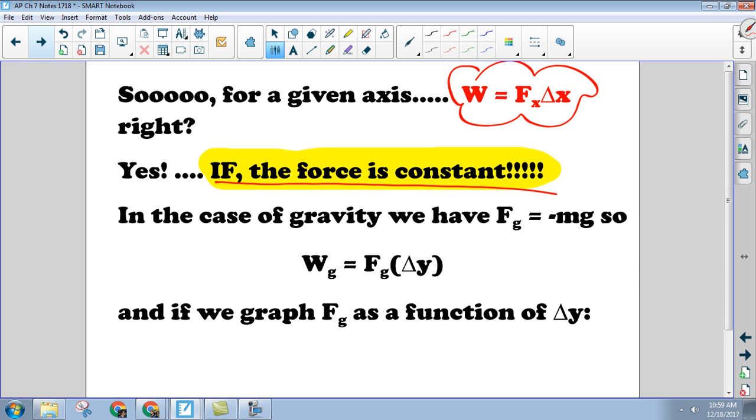All right, so in the case of gravity, your force of gravity is just negative mg, right? So that's constant, yes? So if you want to find the work done by gravity, you just take whatever that force of gravity is and multiply it by your vertical displacement, right? Because gravity pulls vertically, so I'd be interested in my vertical displacement. Follow? All right, so what if we graph our force of gravity as a function of our vertical position or our vertical displacement? Let's see what that looks like.